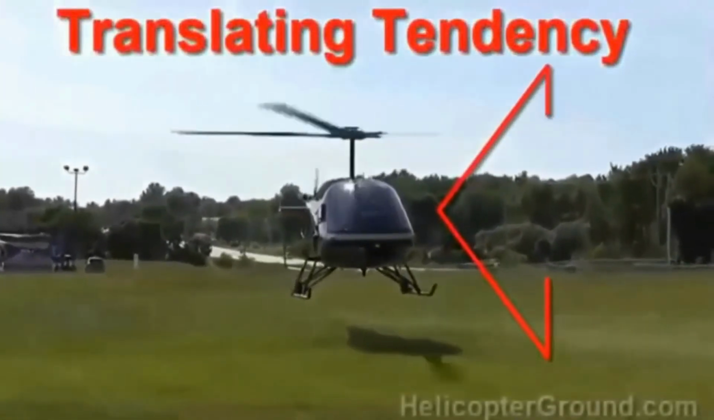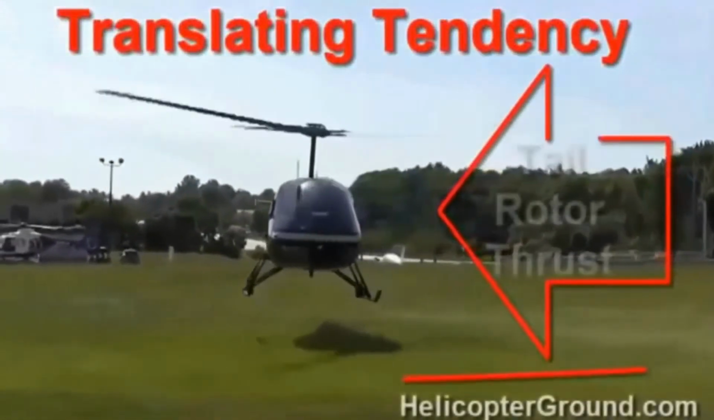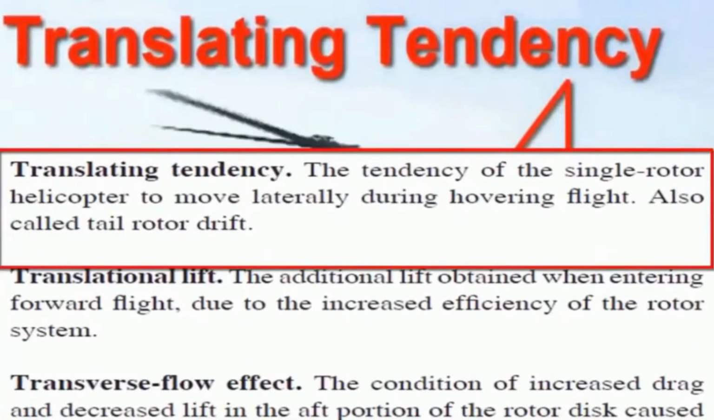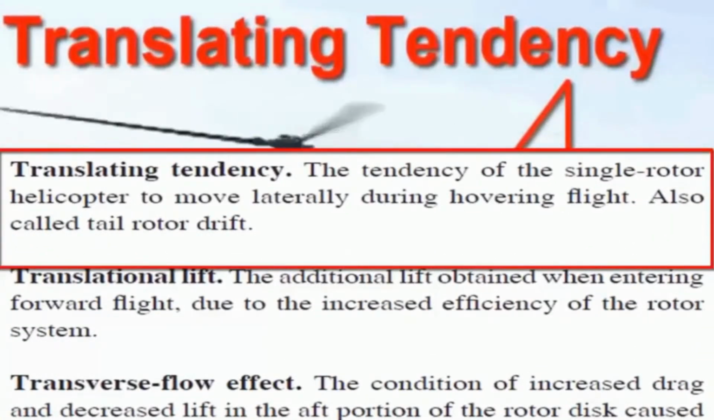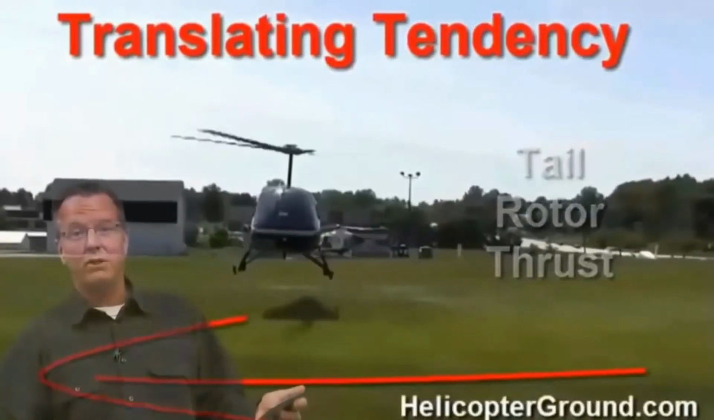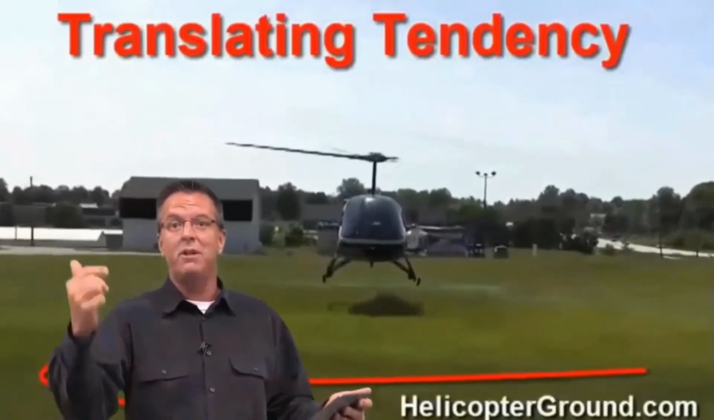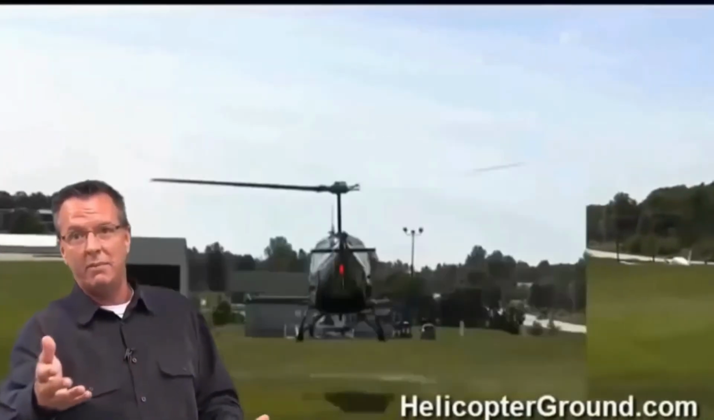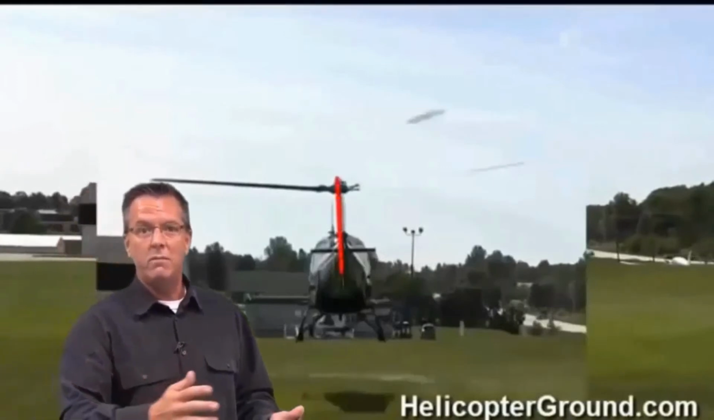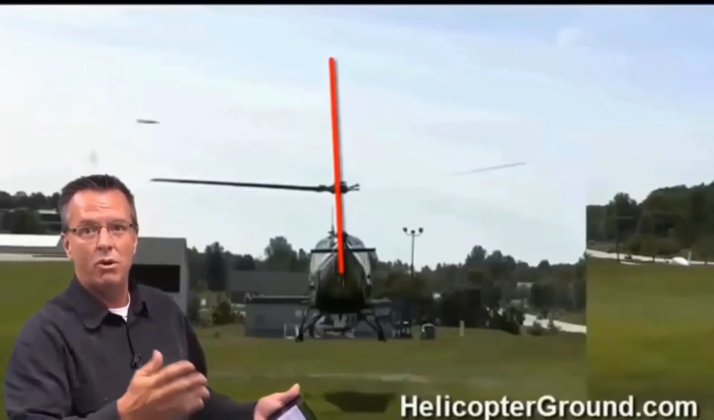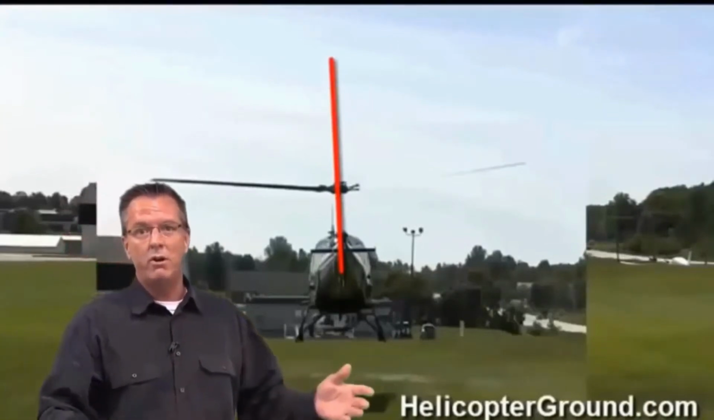What is translating tendency? Your textbook definition right out of the Helicopter Flying Handbook: the tendency of a single rotor helicopter to move laterally during hovering flight, also called tail rotor drift. It's one of the 3 T's that everybody screws up: effective translational lift, transverse flow effect, and translating tendency. And in this helicopter, this is an Enstrom, they rig the mast slightly to the left to compensate for translating tendency. Depends on what aircraft you're flying.